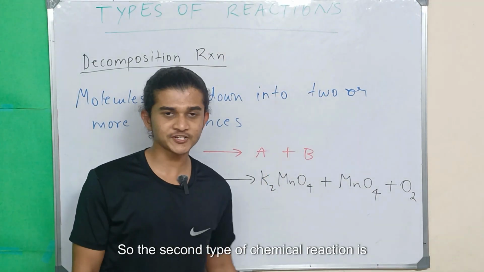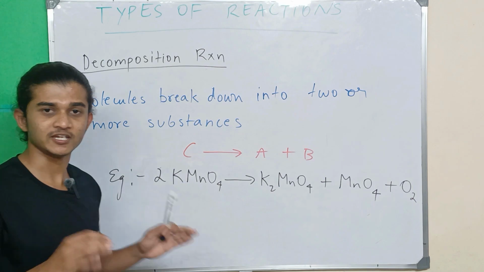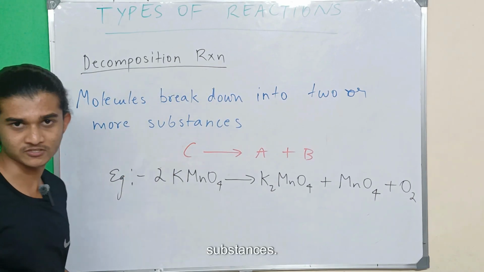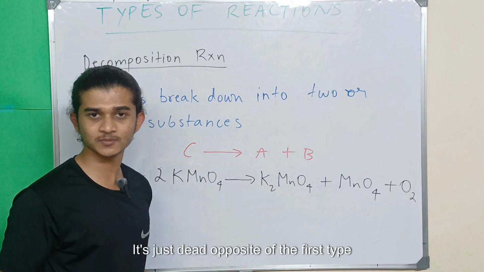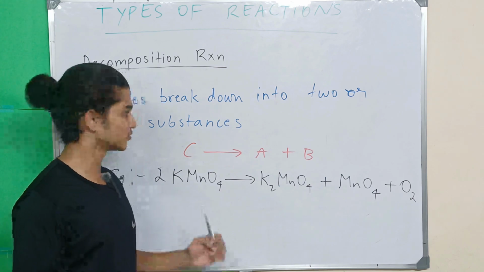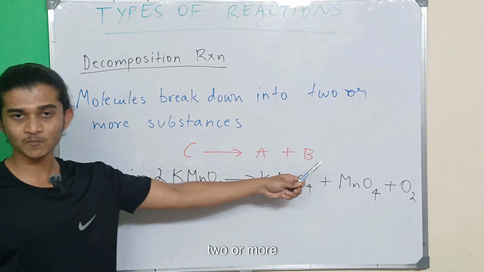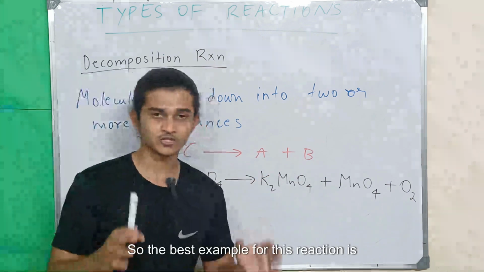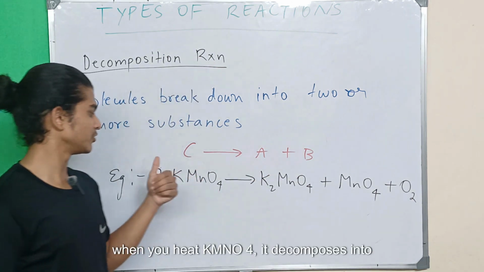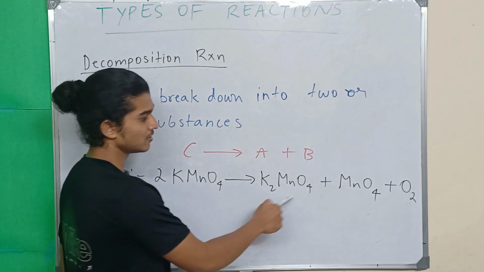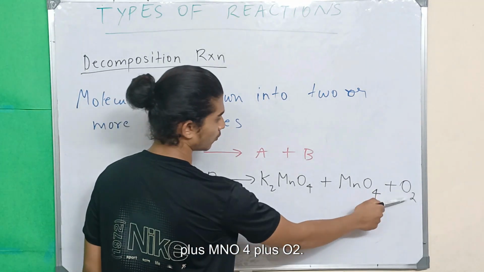The second type of chemical reaction is decomposition reaction. In this type of reaction, molecules break down into two or more substances. It's just the dead opposite of the first type of reaction, which is combination reaction. So here, a molecule will break down from its original form into two or more new substances. The best example for this reaction is when you heat KMnO4, it decomposes into K2MnO4 plus MnO2 plus O2.